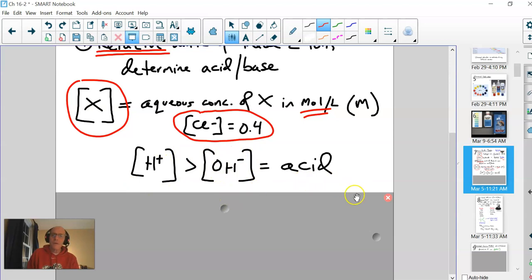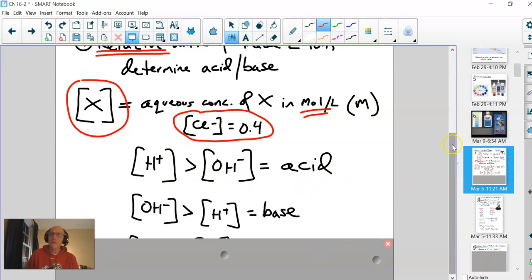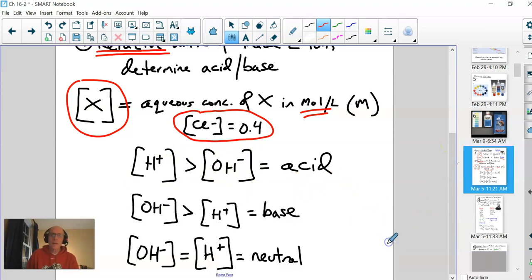And therefore it's considered an acid. A base is just the opposite. The OH minus is greater than the H plus. And of course, when they're neutral is when they're equal. There's more of neither one nor the other.